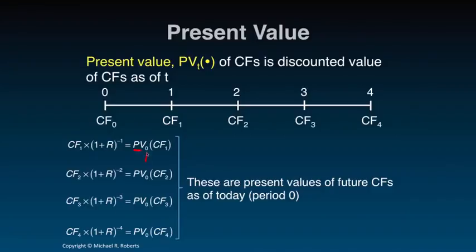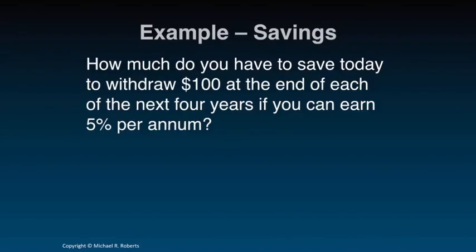Present value as of period 0 of cash flow 1. Present value as of period 0 of cash flow 2. It's just some notation that'll be useful as we move throughout the course. Let's do an example. How much money do you have to save today to withdraw $100 at the end of each of the next 4 years if you can earn 5% per annum?